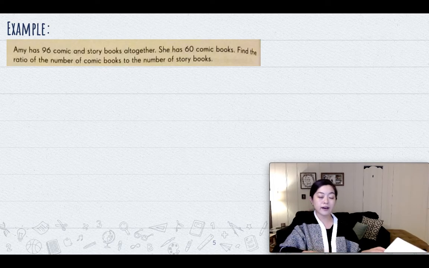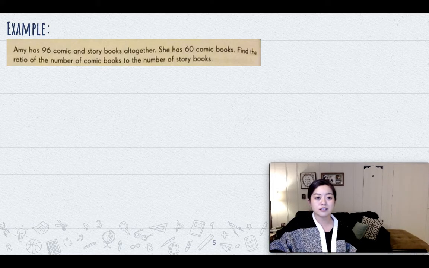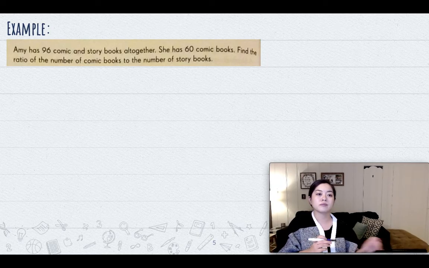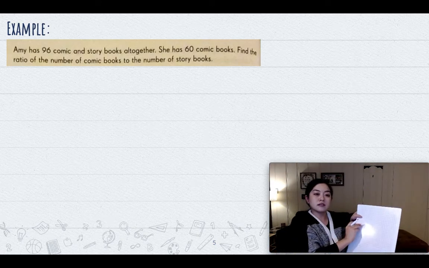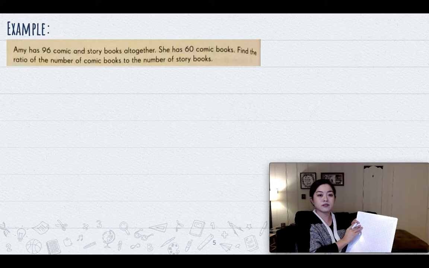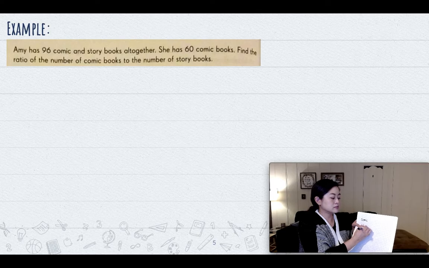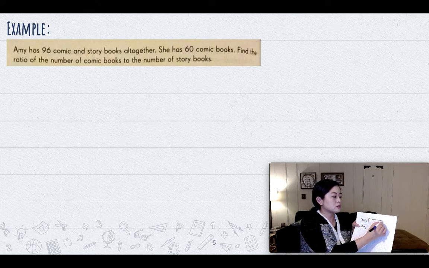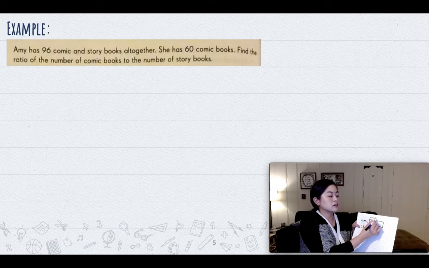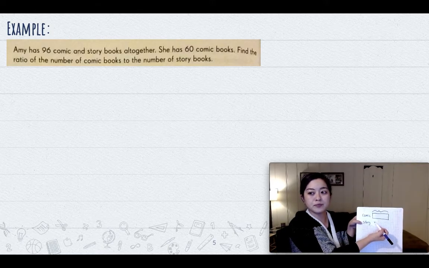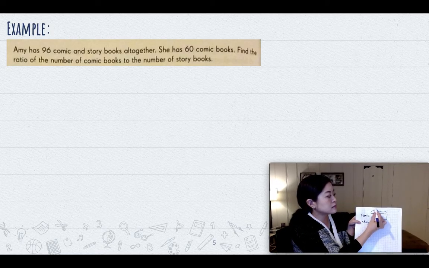It says Amy has 96 comic books and storybooks all together. She has 60 comic books. So let's see, how do I draw a bar model with that? What kind of books does she have? Well, she has comic books and she also has storybooks. For comic books, we know the amount because it's given in the problem. How many comic books does Amy have? Amy has 60 comic books.